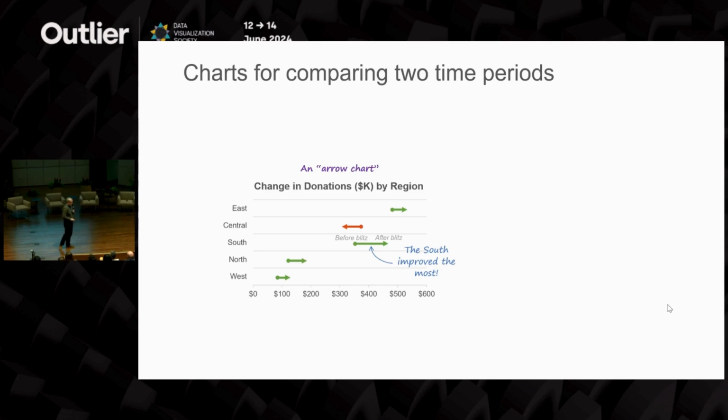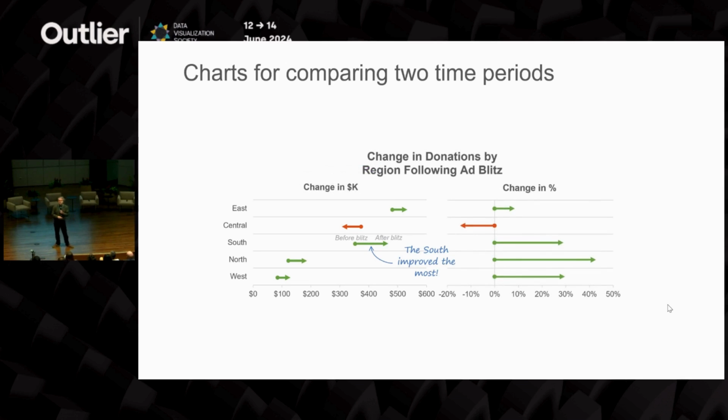And so maybe we should show that, right? So we said, okay, the South improved the most. Let's add those percentage changes. Whoops. So as it turns out, the South was not the biggest improver. It was actually the North.